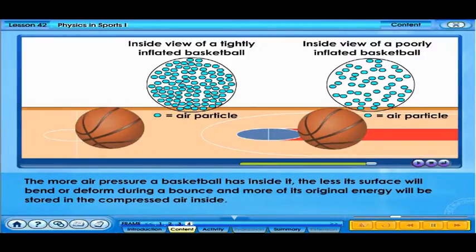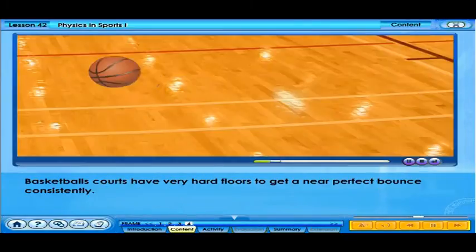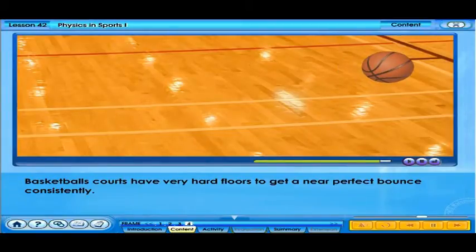The material you bounce the ball on is also very important. Think about how high it would bounce on a carpeted floor. A soft floor material will flex when the ball hits it, and this will steal some of the ball's energy. Clearly, the harder the surface, the better. Basketball courts have very hard floors so as to get a near-perfect bounce.